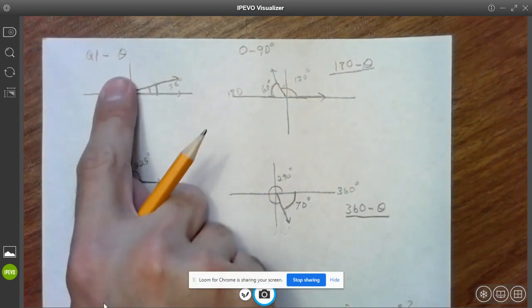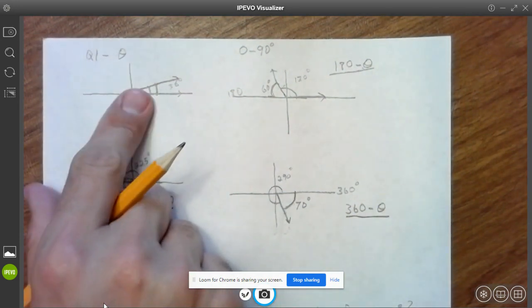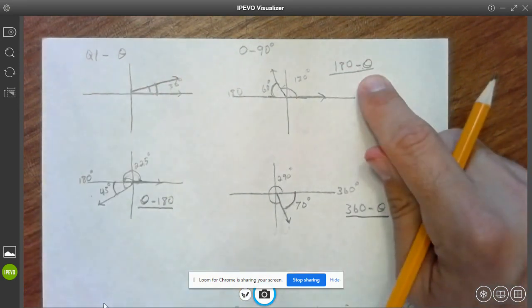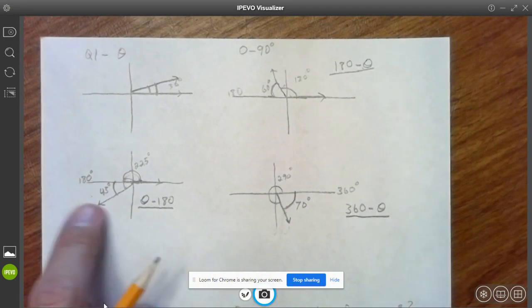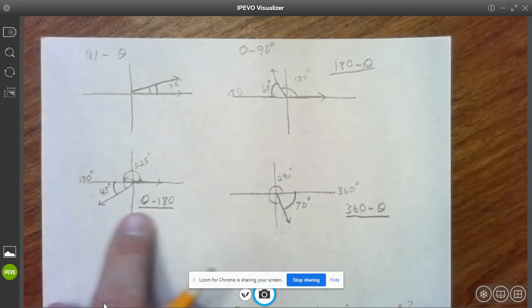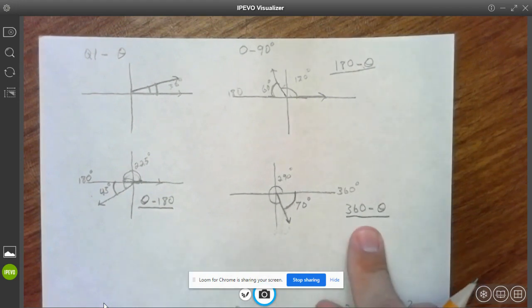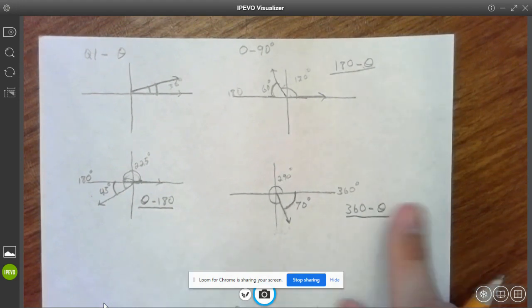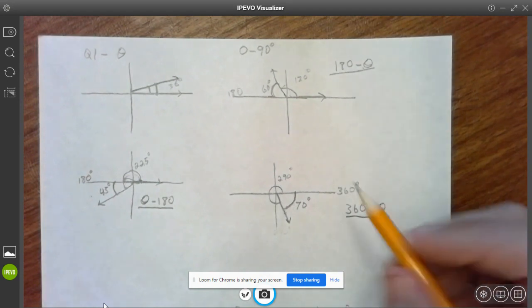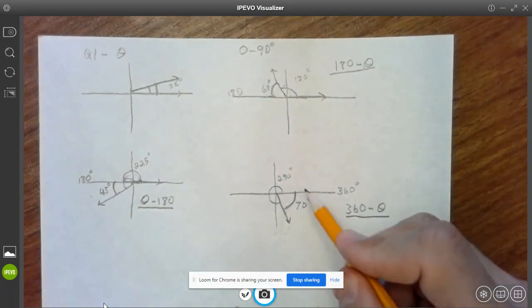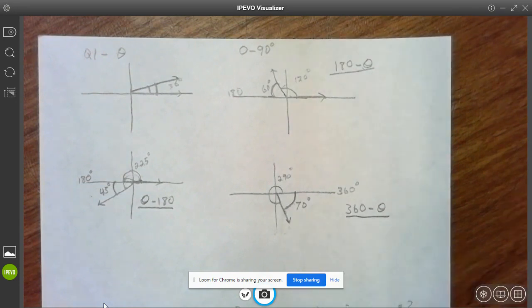So there are your 4 formulas. If it's in the first quadrant, the reference angle is just the angle itself. If it's in the second quadrant, it's 180 minus the angle. If it's in the third quadrant, it's theta minus 180. And if it's in the fourth quadrant, it'll be 360 minus theta. But you're always interested in that small angle between the terminal side and the x-axis.